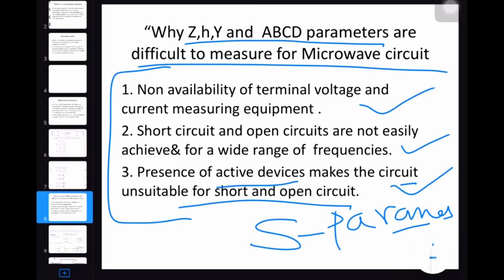The first one is non-availability of terminal voltage and current measuring equipment. The second reason is that short circuit and open circuit conditions for a microwave network are not possible. And the third one is that the presence of active devices will not help the circuits to be short circuited or open circuited, and the entire signal will be scattered inside the junction or inside the port. That's the reason why we don't make use of the Z, H, Y or ABCD parameters to analyze a microwave network.